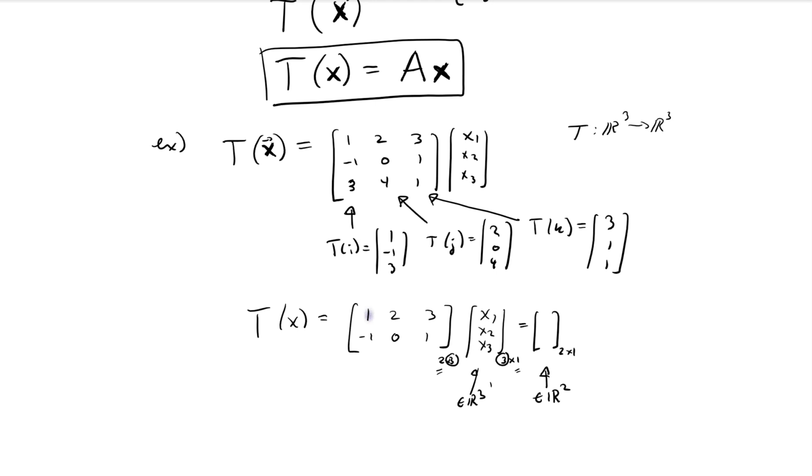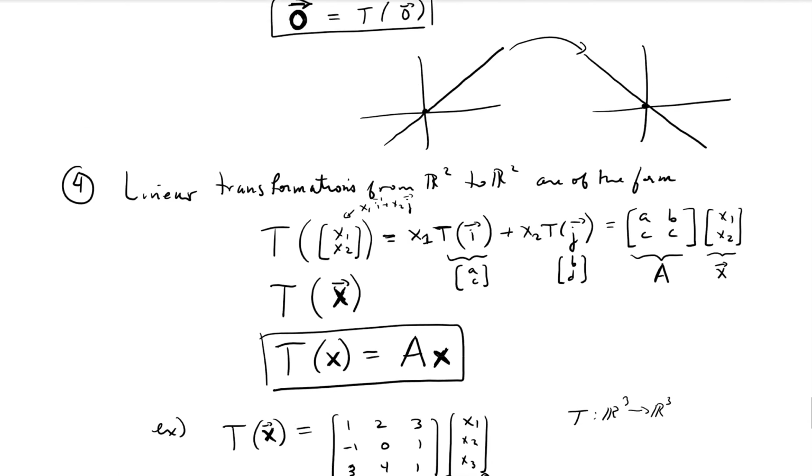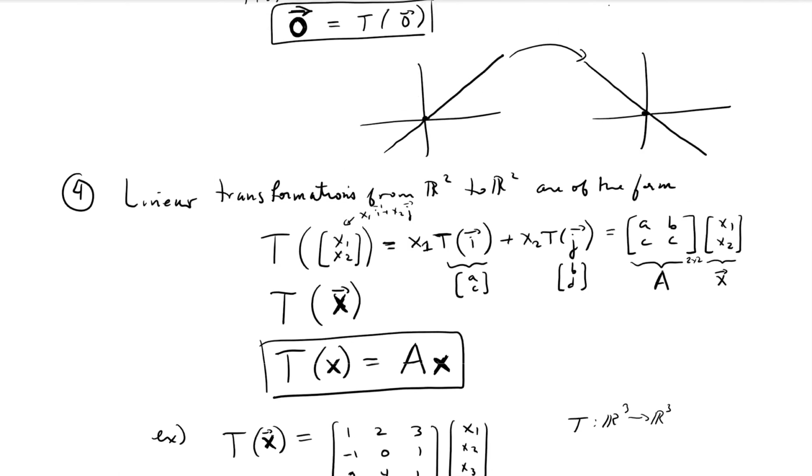You can take a look at these examples too. This is 3 by 3 times 3 by 1. The inner dimensions, 3 and 3, must match, so the matrix vector multiplication makes sense. And the result is a 3 by 1 vector, so a vector in R3. Going back here, this is 2 by 2 times 2 by 1, so the inner dimensions match, and we're left with a 2 by 1 vector, so a vector in R2.